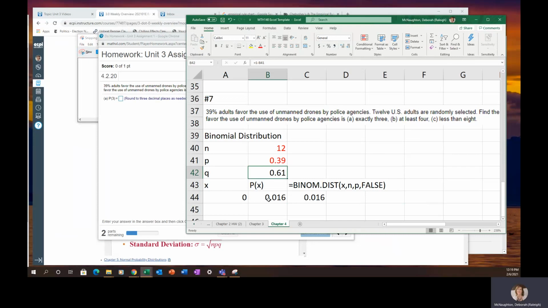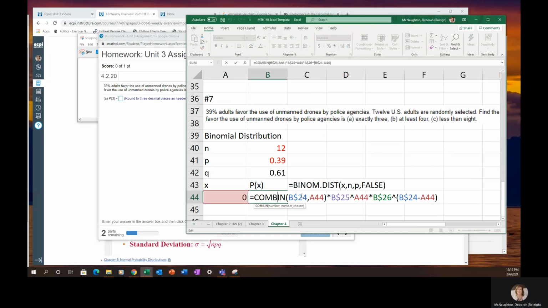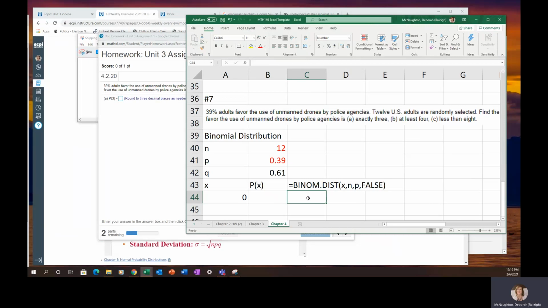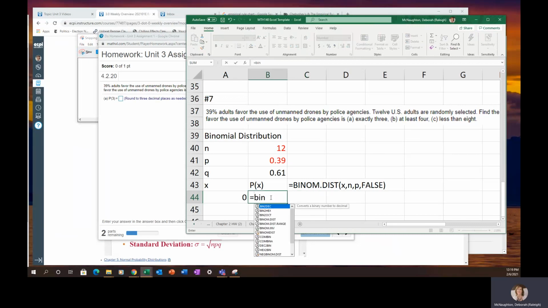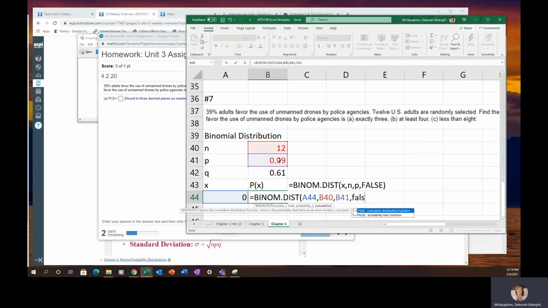Okay, and then, so my probability that X is 0, this should pull, it's pulling from up above. It's not pulling from this one. So I'm not going to do it this way. Let me take this one out. Okay, we're going to just do the binomial distribution. So we're going to go equals Binom.DIST. And then it's X, comma, N, comma, P, comma, false.